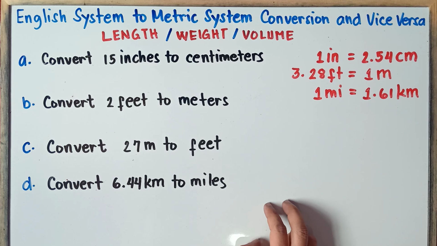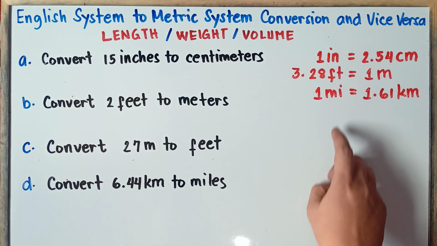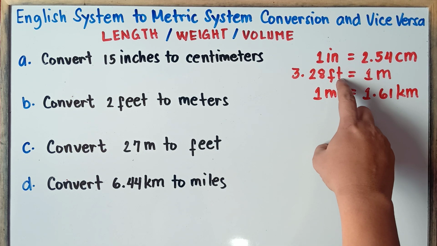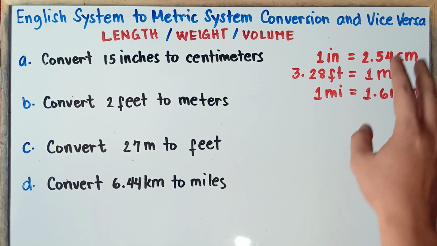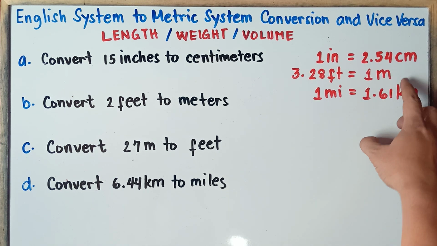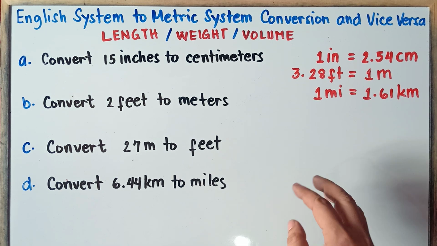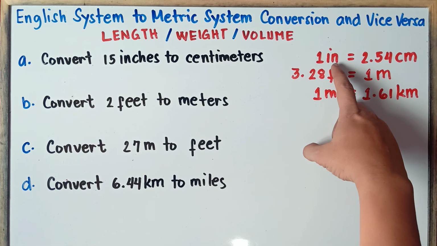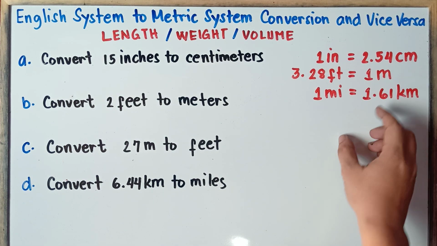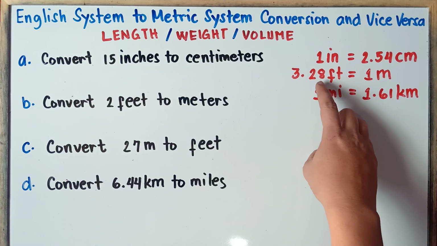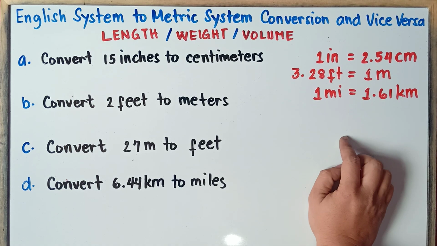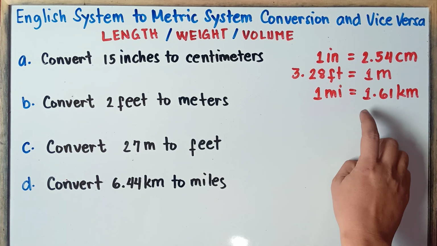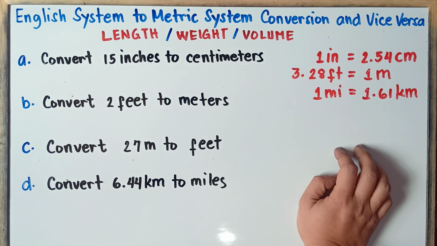So let's start with the unit length. So this will be our English units. We have inches, feet, and then miles. For the metric units, we have centimeters, meters, and then kilometers. Now the conversion, class, we have 1 inch is equivalent to 2.54 centimeters. 3.28 feet is equal to 1 meter. And then 1 mile is equal to 1.61 kilometers.